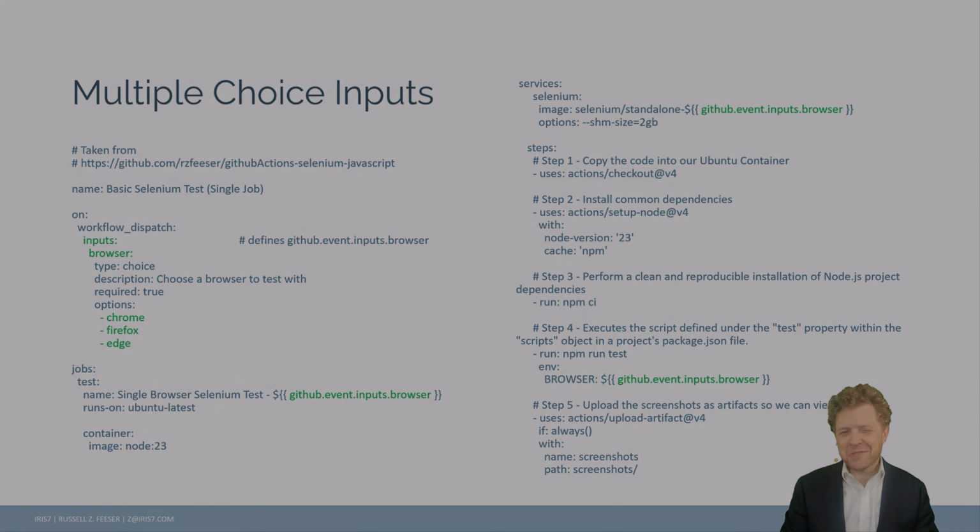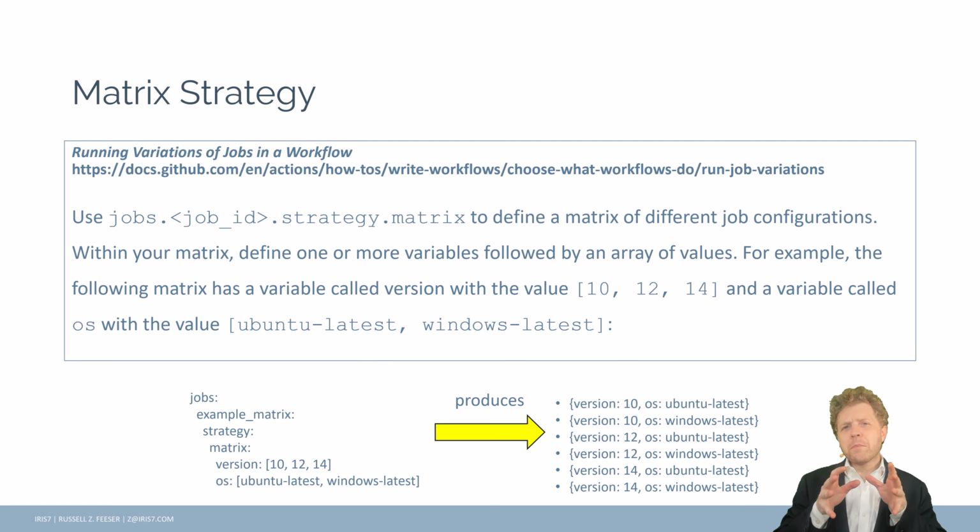Hey gang, let's talk about the matrix strategy. This is a way to run multiple jobs in parallel, but with slightly different settings. So we write one job, and then we describe the strategy matrix. Here you can see there's a version 10, 12, and 14, and there's an OS, Ubuntu latest and Windows latest. You're going to get all combinations of those values created, and then a job run for each.